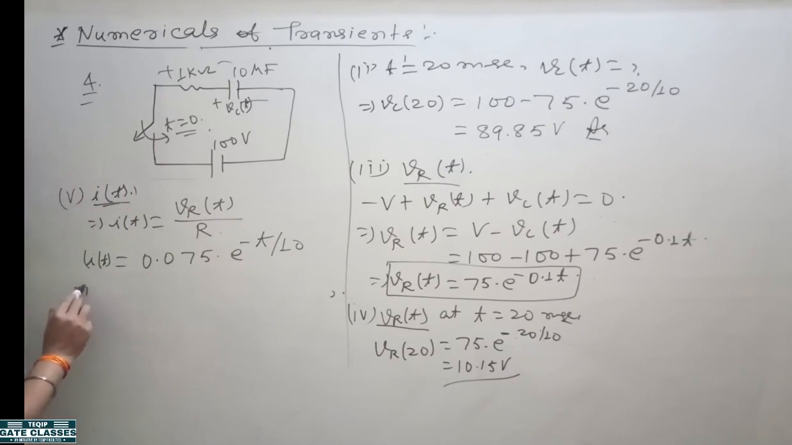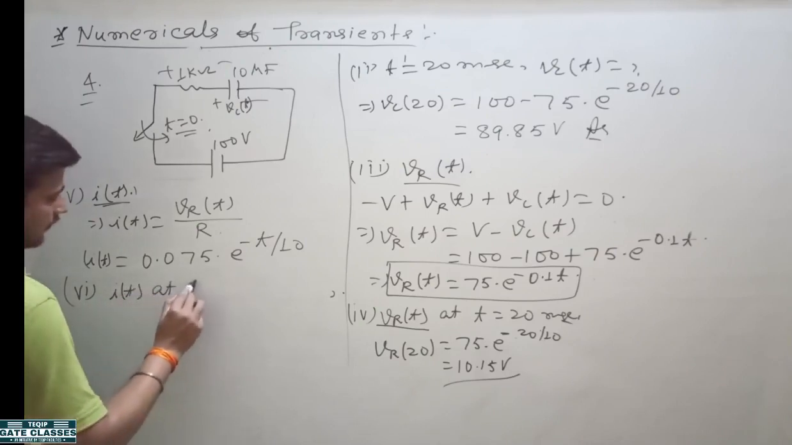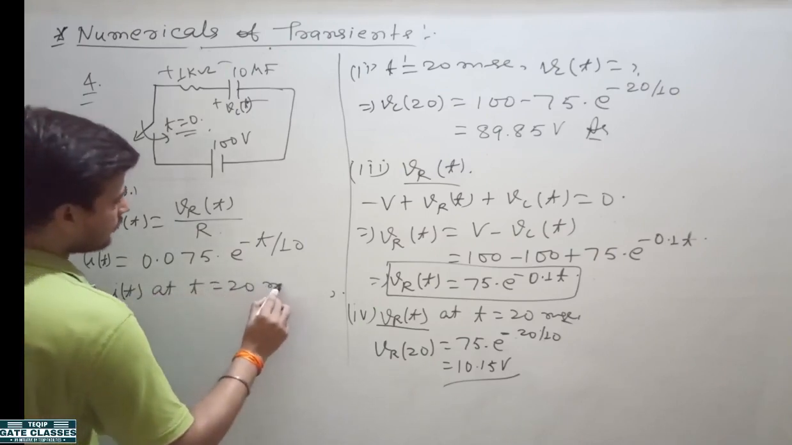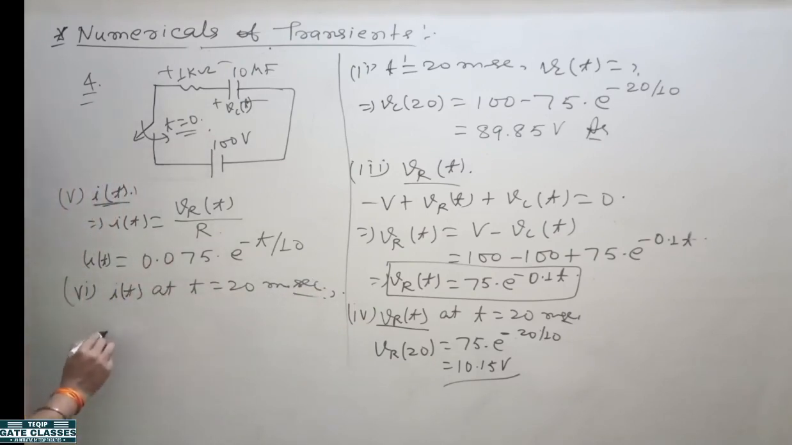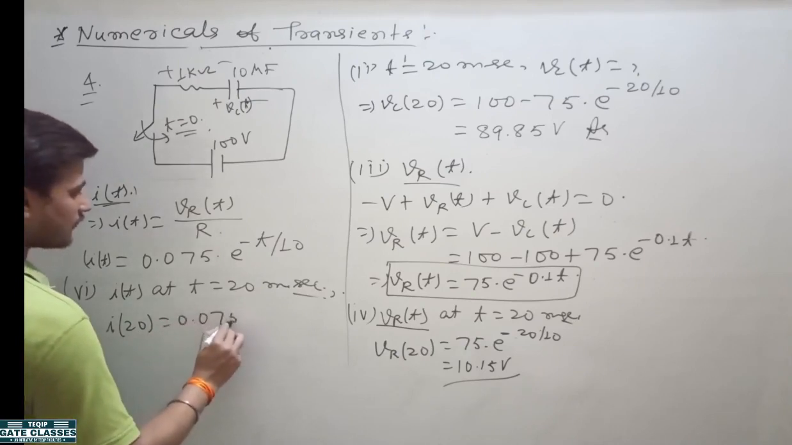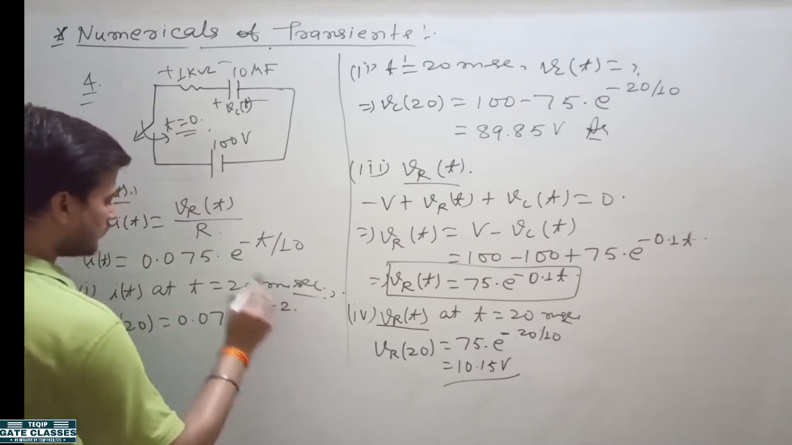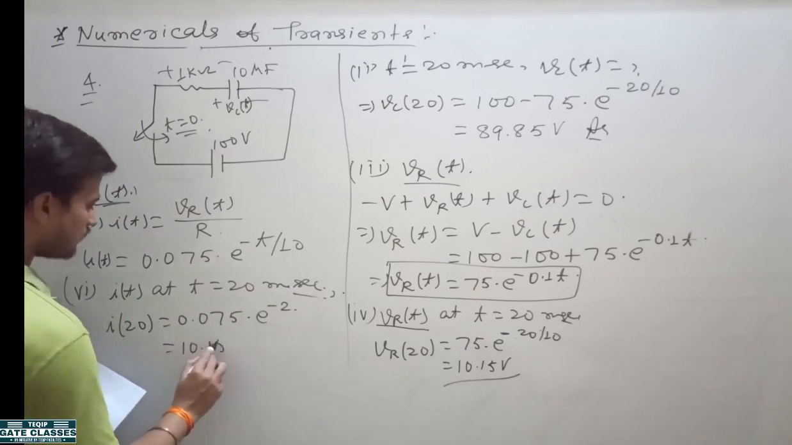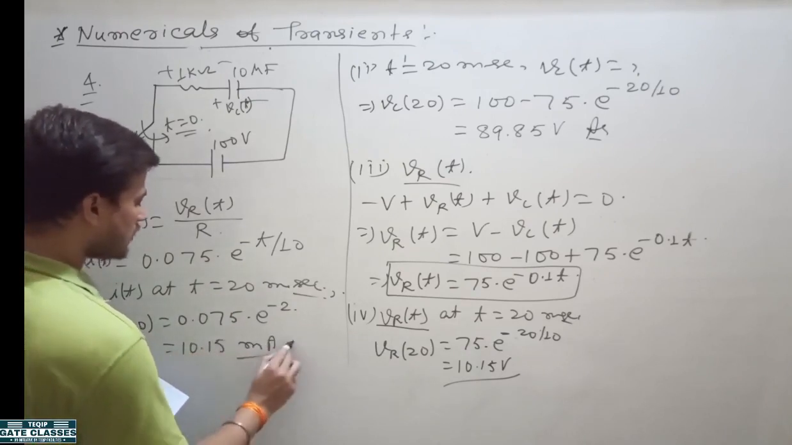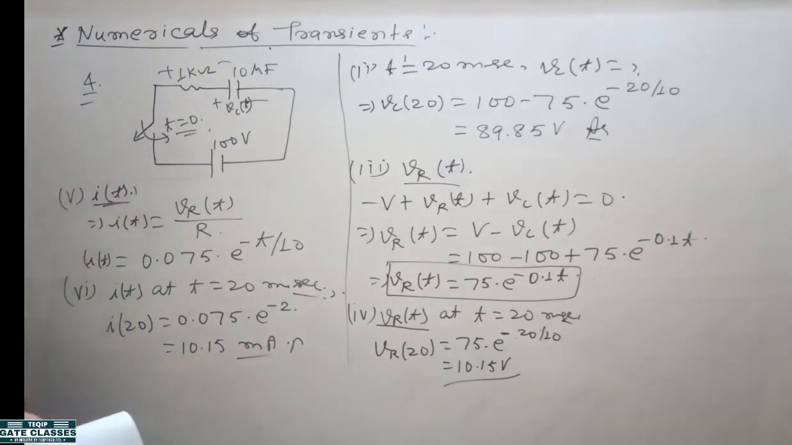Come to the sixth question. You have to write i(t) at t equal to 20 millisecond. So i(20) will be equal to 0.075 into e to the power minus 2, that means 20 by 10. So here it is 10.15 milliampere. This is the answer. Clear?